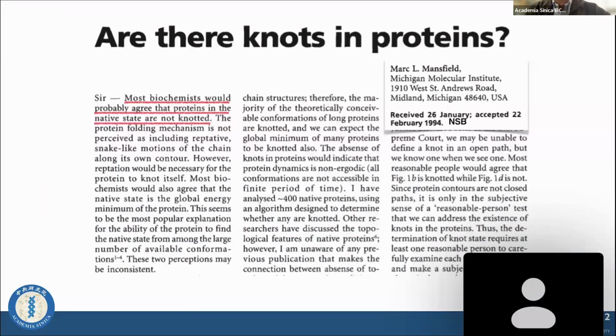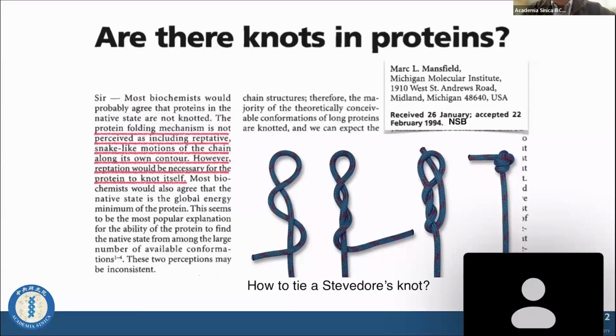In 1994, Mark Mansfield submitted a letter to Nature Structural Biology. He started by saying that most biochemists would probably agree that proteins in native states are not knotted. This sounds a bit paradoxical. The reason is that it is inconceivable for a protein to undergo this repetitive snake-like motion, to go along its backbone, find a loop, thread through it and tie it, as I schematically show here on the right.